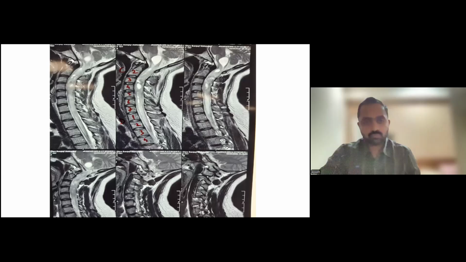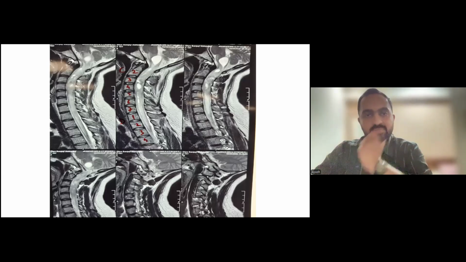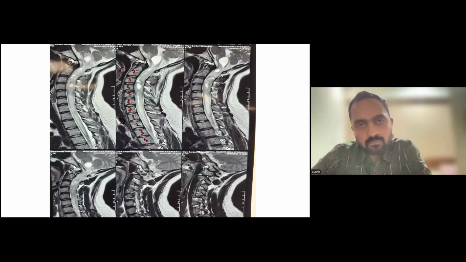These are the scans of my patient. This is the MRI T2-weighted sagittal cut showing cord expansion from the cervicomedullary junction to D3 level. Syrinx is seen and a hyperintense lesion is seen at C3, C4 level.